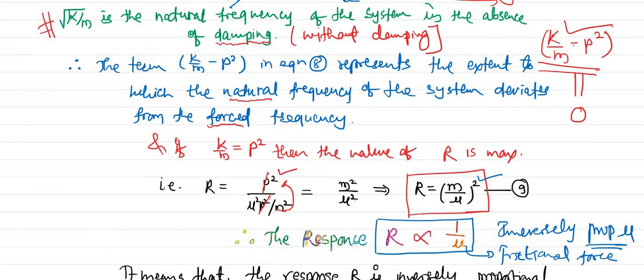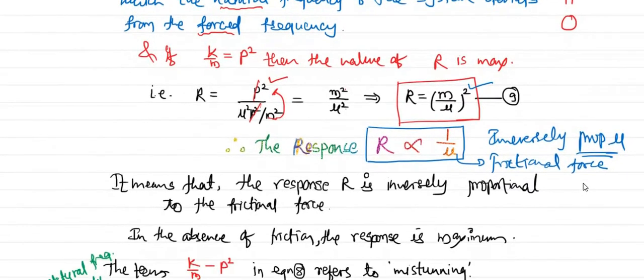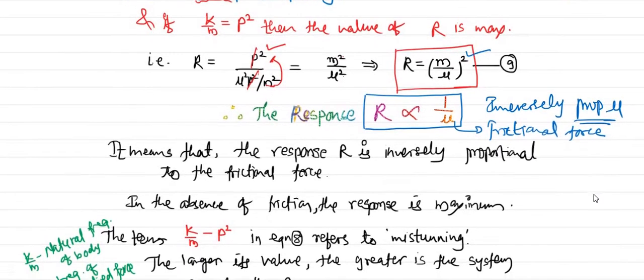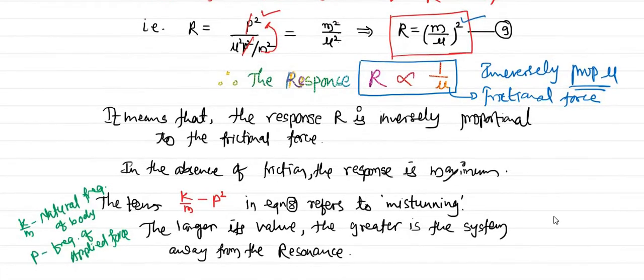Okay, so that means the response depends upon the frictional force, because whatever the natural frequency and forced frequency may be, they become exactly 0. That means that term will be 0, and in the end the response will be decided by our frictional force, if k by m minus p square is 0. So the response R is inversely proportional to the frictional force, and in the absence of frictional force, the response is maximum.